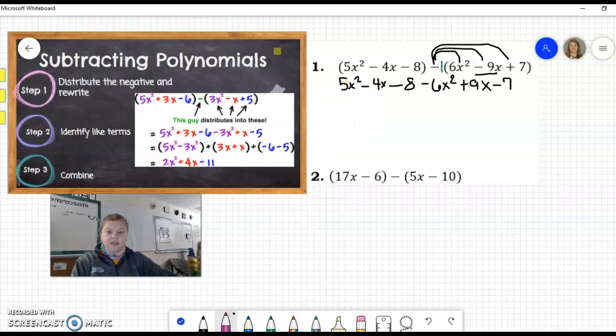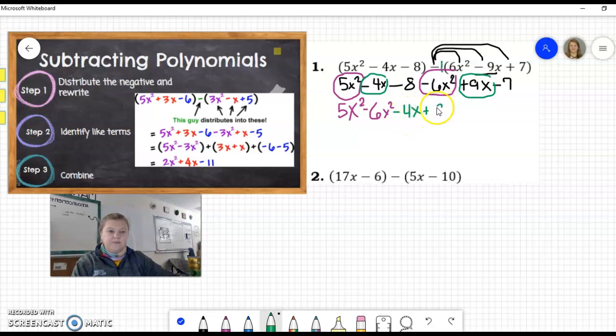So I'm going to identify my like terms. So I have my x squared right here, and then I have a negative, right? So I'm going to just go ahead and write them next to each other so I know that I'm going to combine them. Okay, and then I have a -4x and a positive 9x. So I'm going to go ahead and combine my x's. And then I have a -8 and a -7. And so now all I have to do is just go through and combine them.